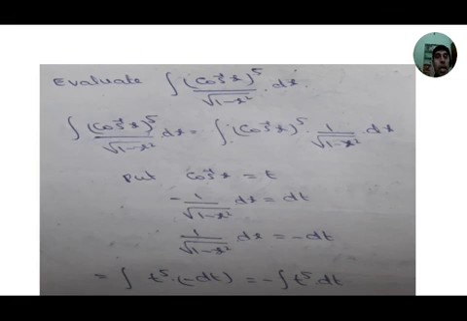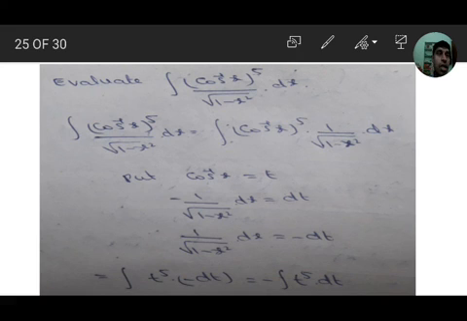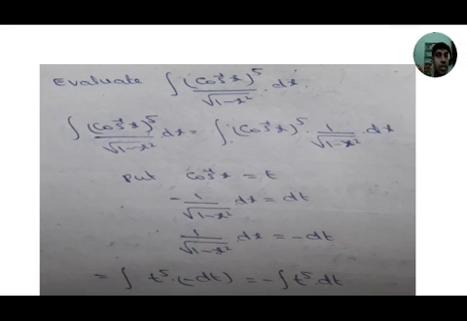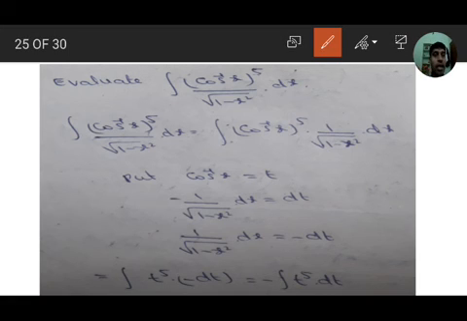Next problem. Evaluate integration cos inverse x whole to the power of 5 by square root of 1 minus x square dx. So this can be written as integration of cos inverse x whole to the power of 5 into 1 by square root of 1 minus x square dx.